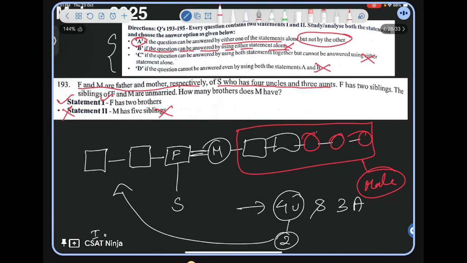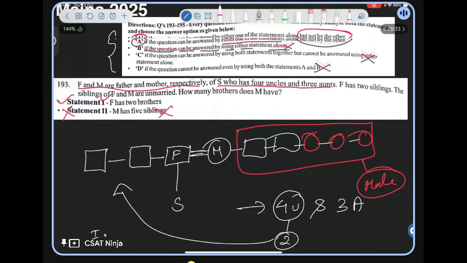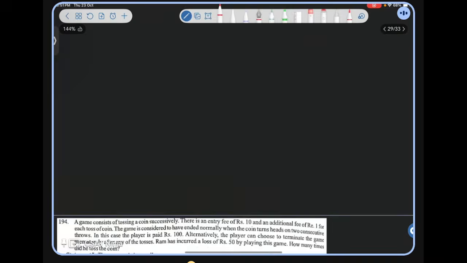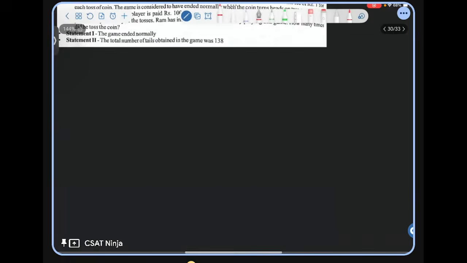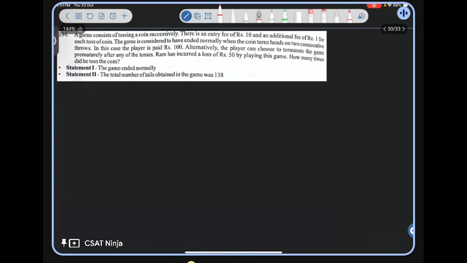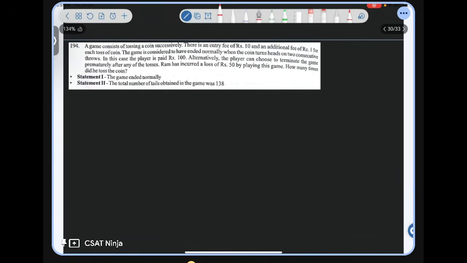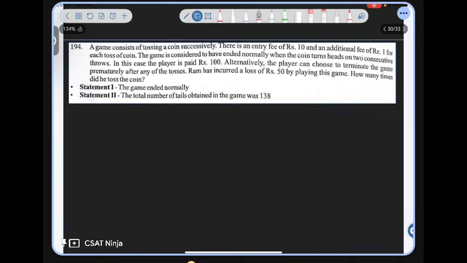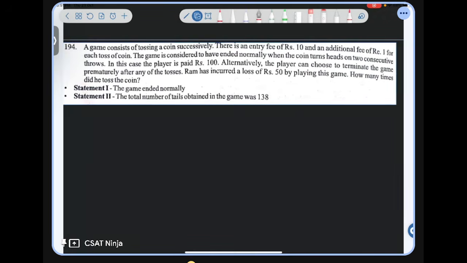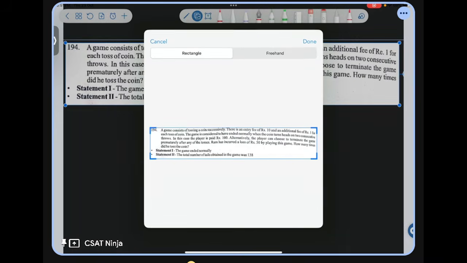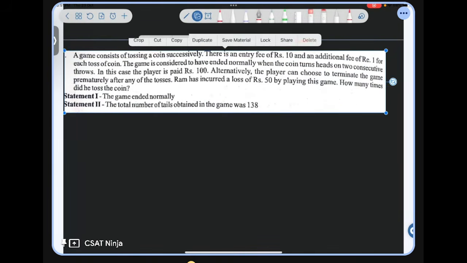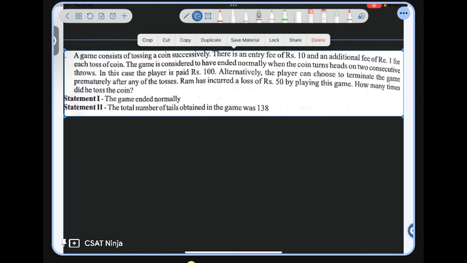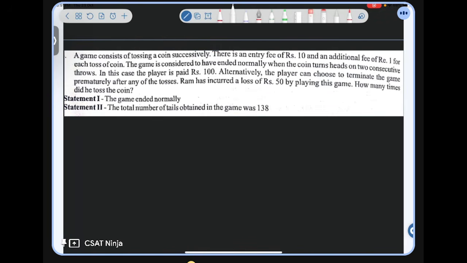Okay, clear with this? Any thoughts you want to clarify? Clear? Okay, let's move on to the next. The next question here is, let me maximize a little bit here. A game consists of tossing coins successively.